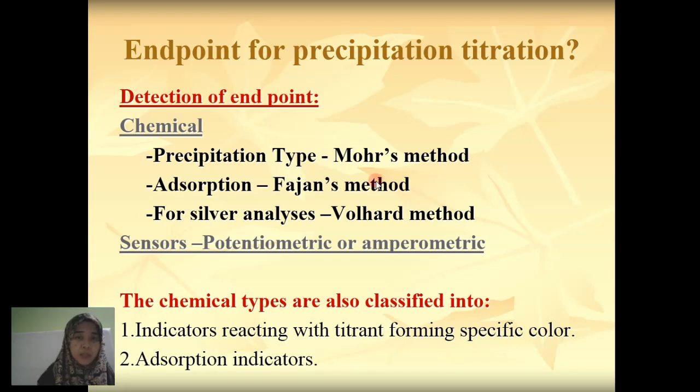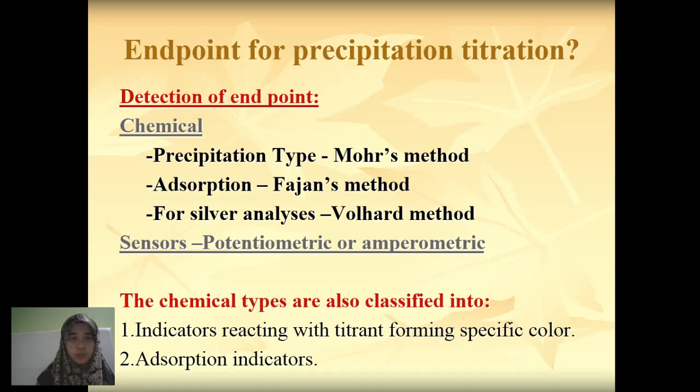The three types are the Mohr method, Fajans method, and Volhard method. Apart from the chemical methods, sensors such as potentiometric or amperometric can be used. For the acid-base reaction, we may use the pH meter.